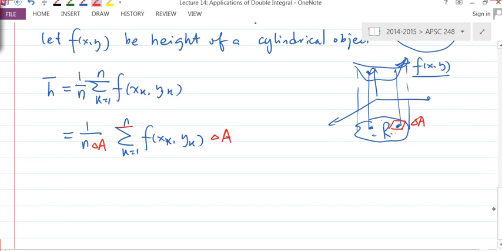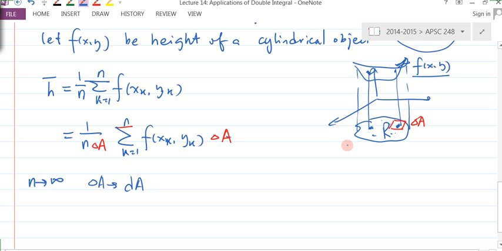Now, if I let n go to infinity, what does n times delta A give you? As n goes to infinity, the delta A will become dA. You have an infinite number of these small dA, and you add all of them together. Basically, you're adding all the small patches together. You end up with actually what?